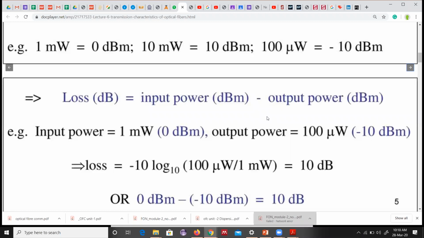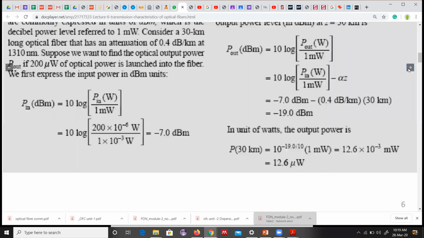So the standard unit in the industry for representing the power level is dB milli, dBm, and you can see how to convert loss in dB to dBm. So power in dBm is equal to 10 log to the base 10 of power in watts divided by 1 milliwatt. So you can see this expression, power in decibels milli is equal to 10 log to the base 10 of power in watts divided by 1 milliwatt, which will give you the value in terms of dB milli. So once you solve the problems, you will have a better understanding of how to convert dB to dB milli.